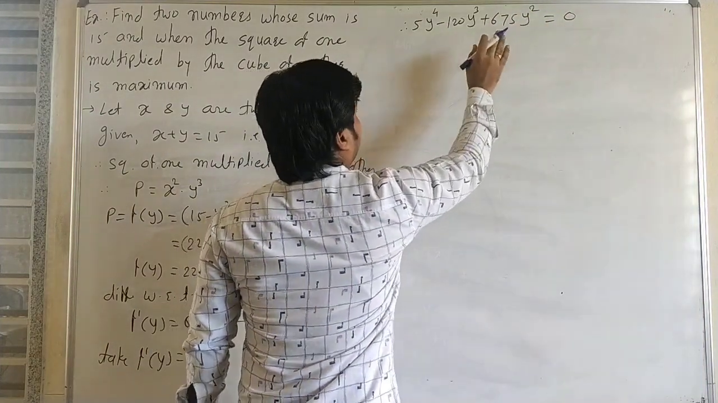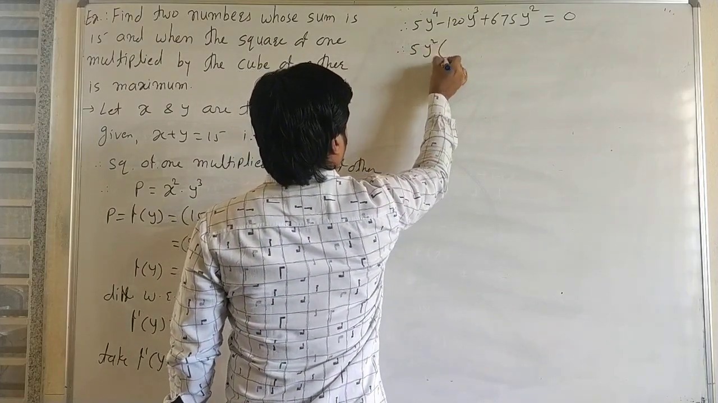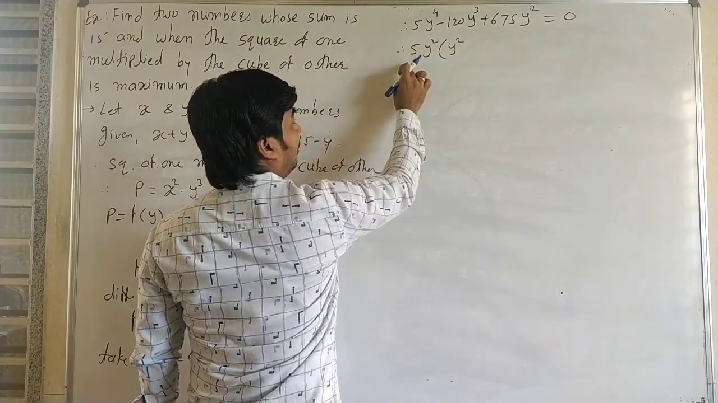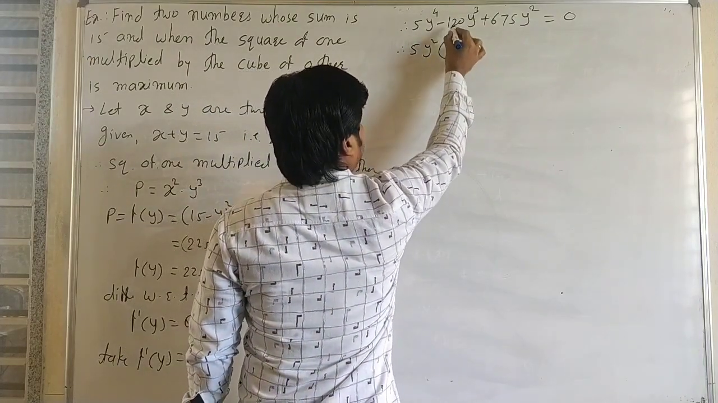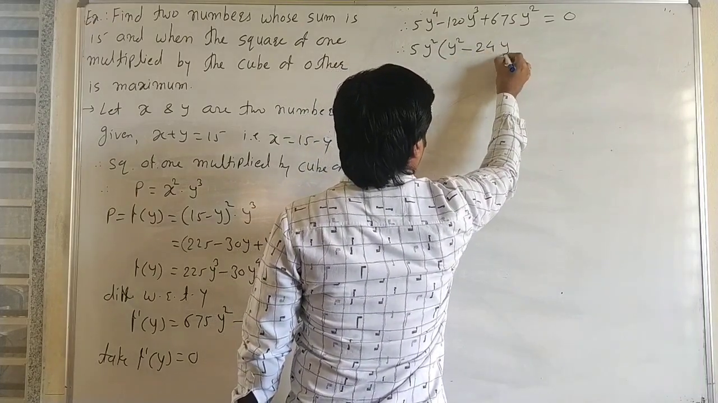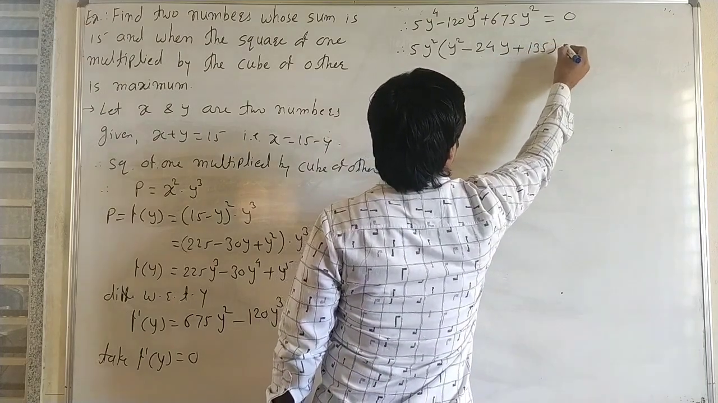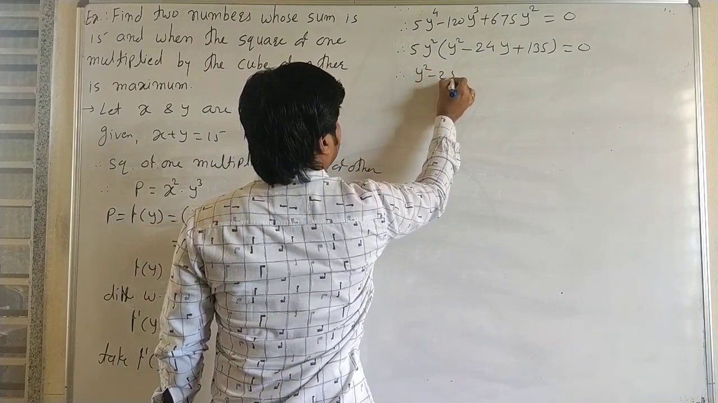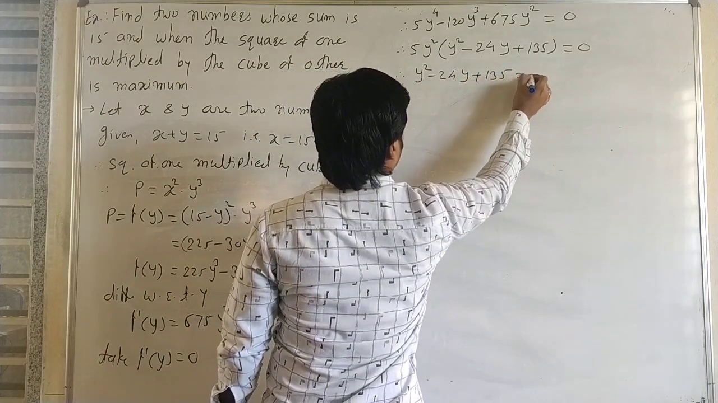Okay. Now take the factor here. Take 5y square common. After taking 5y square common, what remains here? It is y square. Take 5y square common. Then here remaining it is y square minus 24y plus 135 is equal to 0. Therefore, y square minus 24y plus 135 is equal to 0.